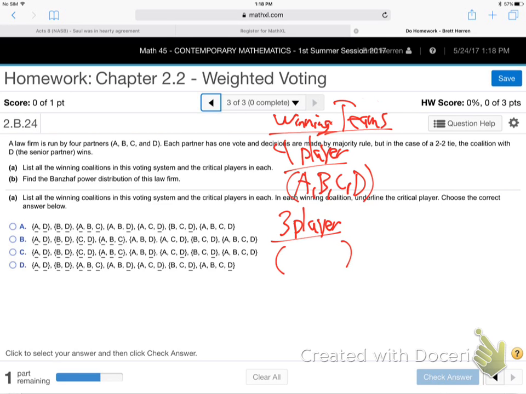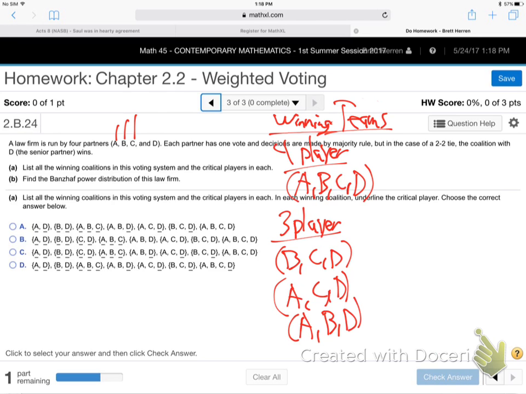Well, can you list every 3-player team? Remember how to list them all. Just leave somebody out each time, like ABD. So I'll leave out A: B, C, D. I'll leave out B: A, C, D. I'll leave out C: A, B, D. And I'll leave out D: A, B, C. Good? Those are all the 3-player teams? Do those all win?